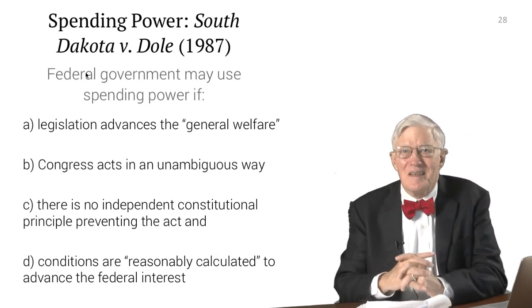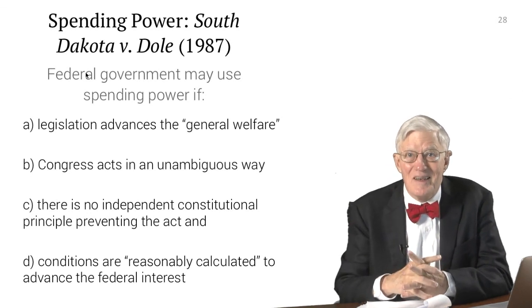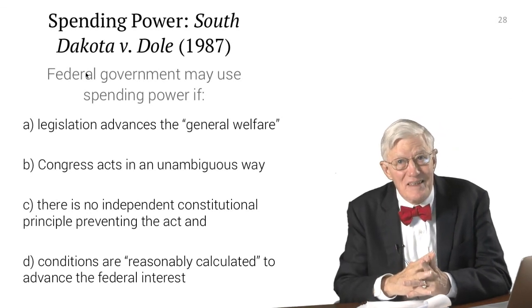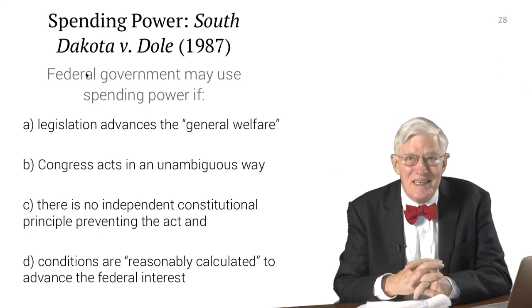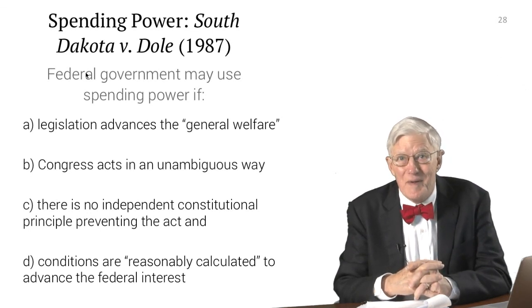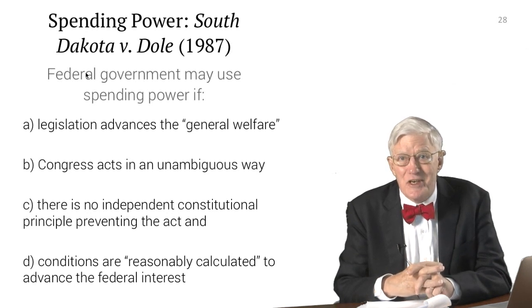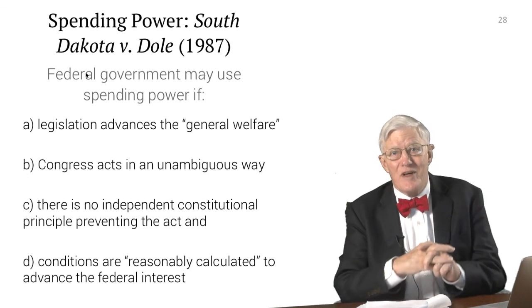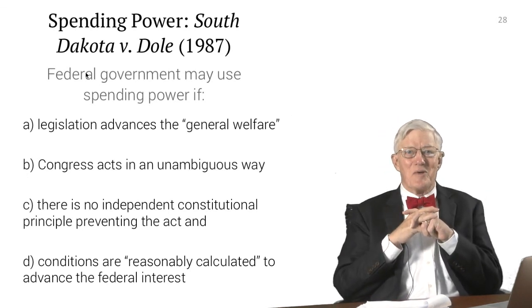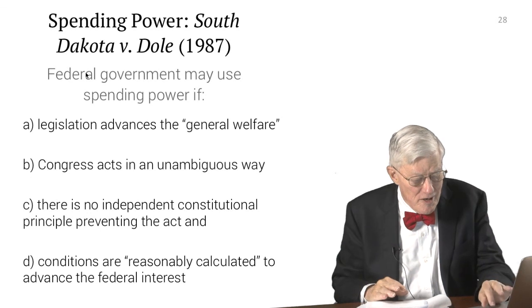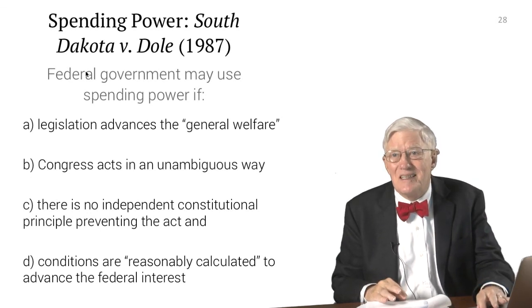And so South Dakota versus Dole laid out a series of principles that we might examine as we look at the use of spending power. First of all, legislation advances the general welfare. Congress acts in an unambiguous way. There's no independent constitutional principle preventing the act, and conditions are reasonably calculated to advance the federal interest. Those are the tests that you use when we look at the spending power.